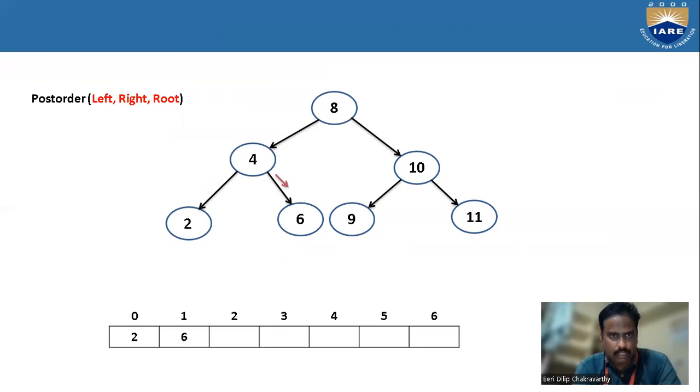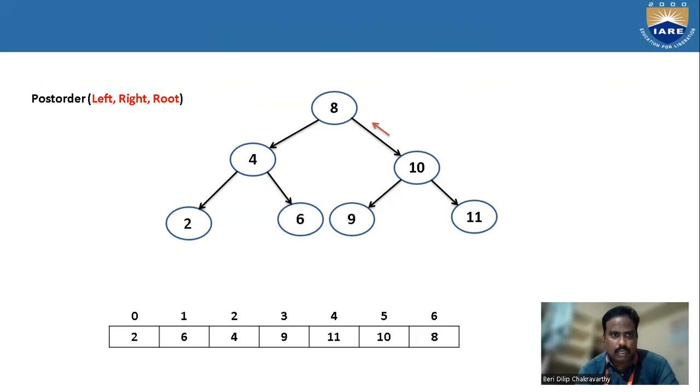Then I display the root. What is the root for 2 and 6? It is 4. Then the left is completed, so I move to the right. I should not display 8 yet. For the right, again we have left, that is 9. Then I go to the right, it is 11. The root of 9 and 11 is 10. And finally, the root of this whole tree is 8.